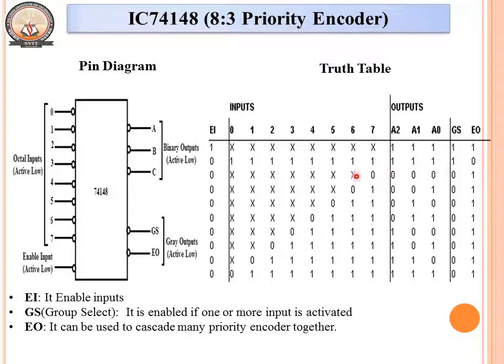When I am giving 7 as 0, since 7 has the highest priority compared to all others, irrespective of other input values, my output will be 7. 7 equivalent is 111. Since it is active low output, my output will be 000. In the same manner, it can be analyzed. For example, now I'm taking the 3 value as 0, so 3 equivalent is 011. Since it is active low output, my value will be 100. This is how we analyze this particular IC diagram.